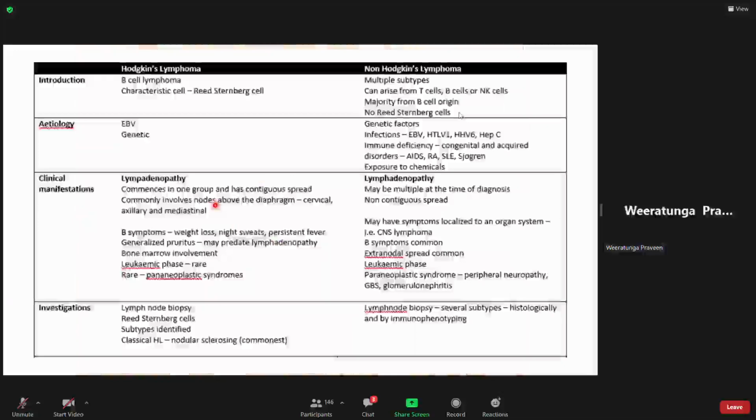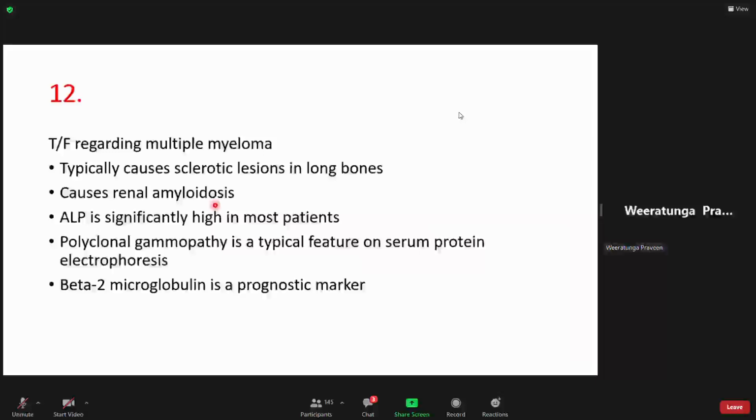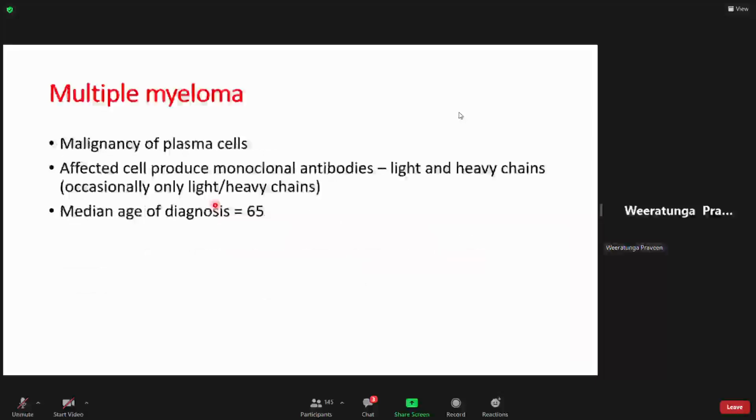Hematology has gone a long way when it comes to lymphoma, and people have super specialized in lymphoma types, and it's mostly based on cytogenetics and immunology. Okay, right, so that's about lymphoma.